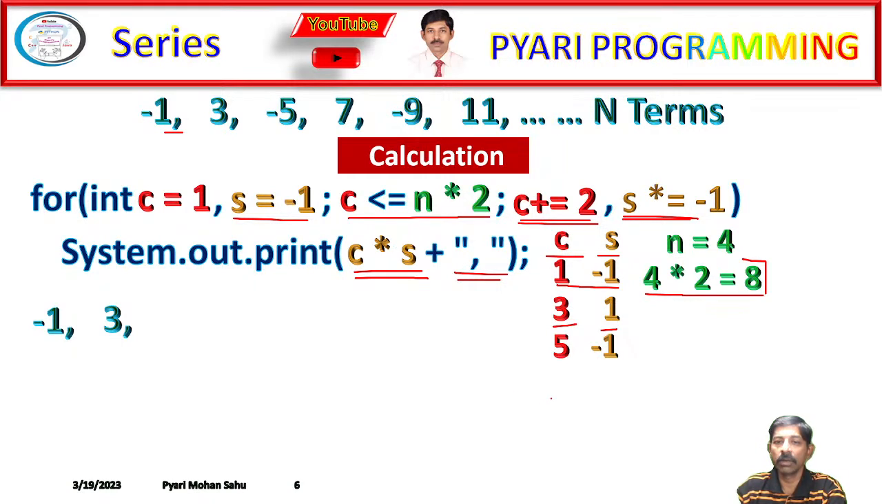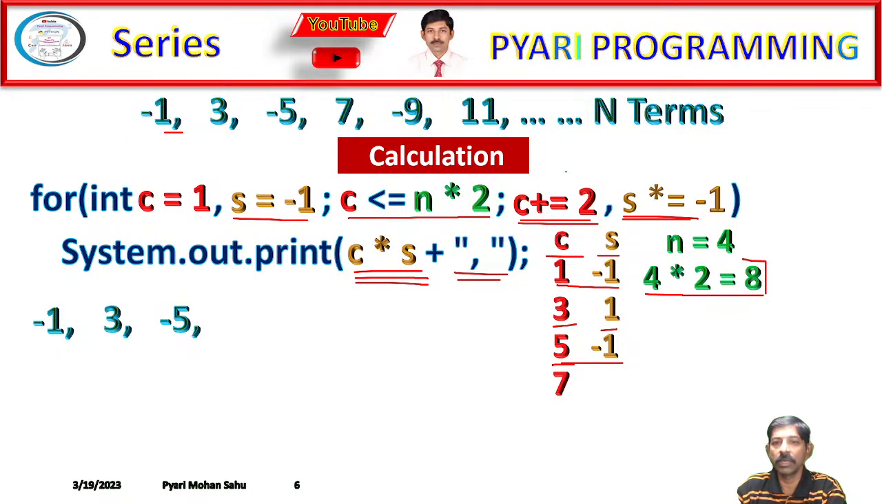After this condition 5 is less than equals to 8. True. I will get inside. I will display the C into S value. 5 into minus 1 is your minus 5. So I will get minus 5 now. Now after this I will go for updation part.